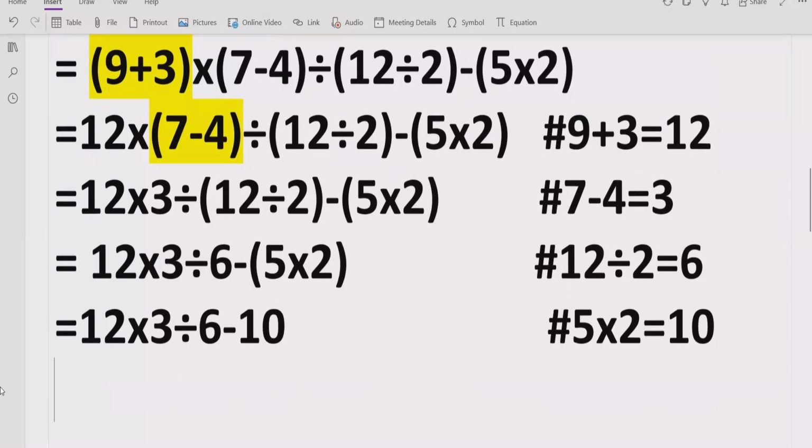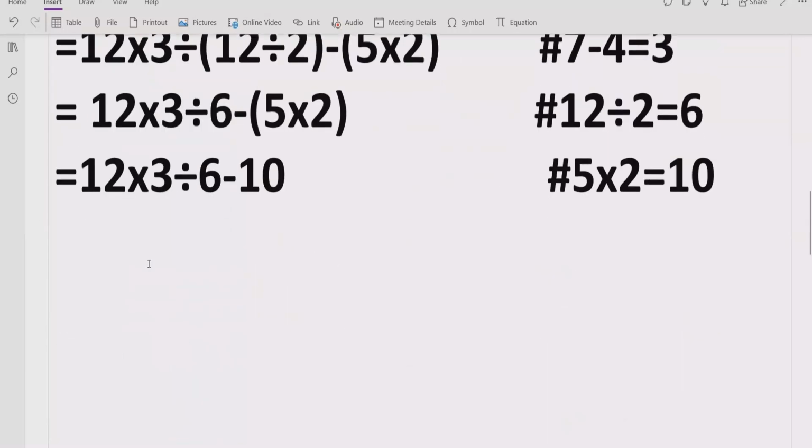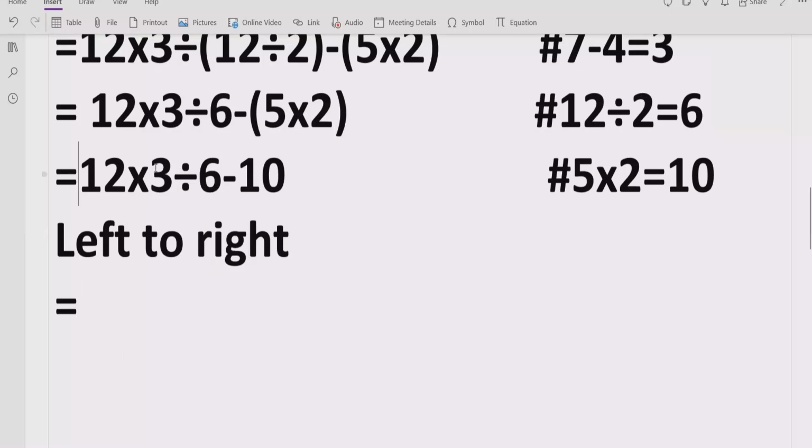Now we have solved each bracket. Now we will see step number 2, which is basically to find the exponent part in our expression. So in our expression, we do not have any exponent part. So move forward to solve the third step, which is to find the division and multiplication. So now we will go left to right in our expression and find the first part. So we got multiplication first.